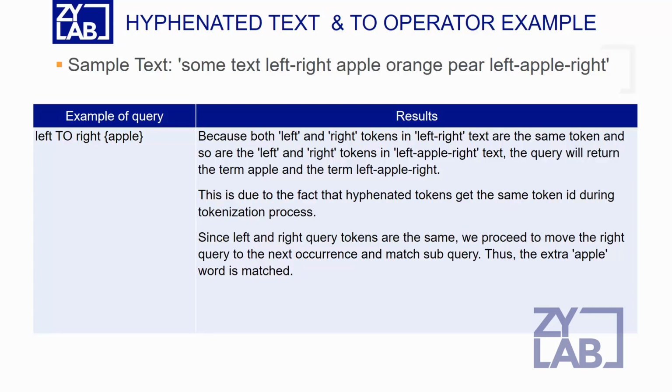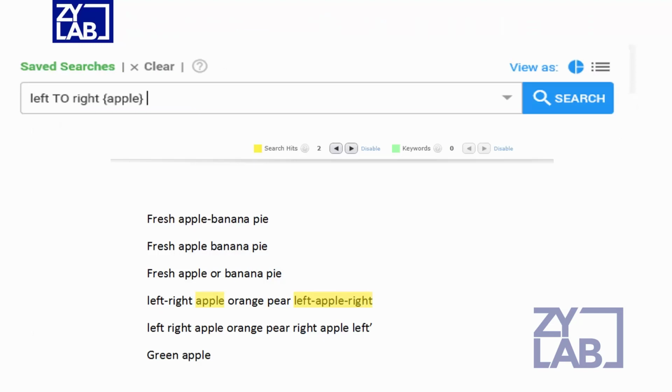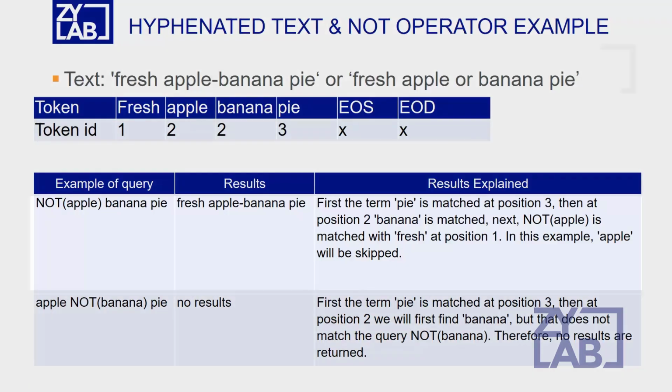In reviewing the example query, the intended result is to find the word apple between the words left and right. Here are the results of the query. Because both left and right tokens in left-right text are the same token, and so are the left and right tokens in the left-apple-right text, the query will return the term apple and the term left-apple-right.